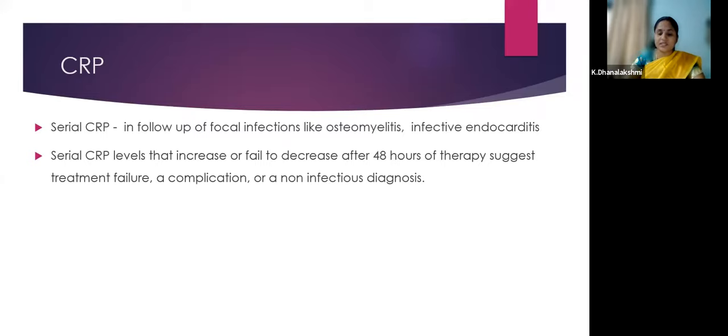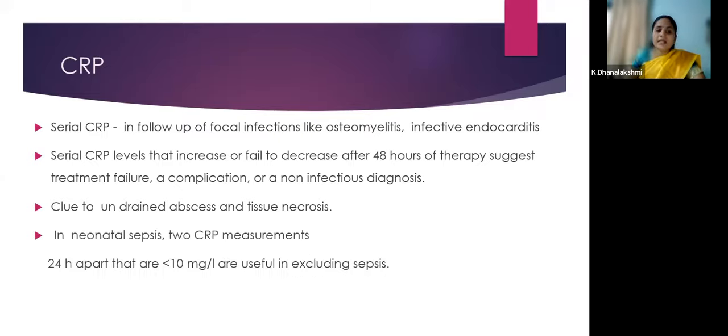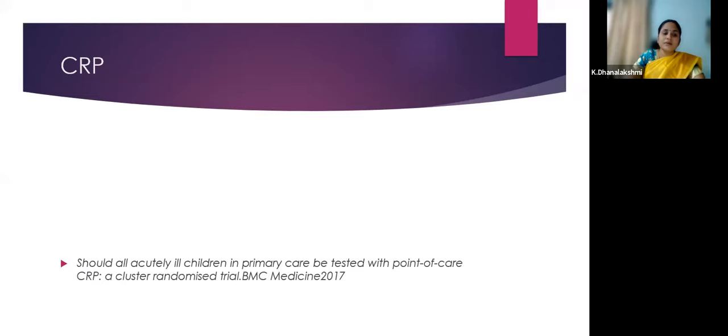or there is a complication evolving, or you have to revise your diagnosis. It could be a non-infectious etiology. And it can be a clue to undrained abscesses and ongoing tissue necrosis. And apart from the positive predictive value, CRP has a high negative predictive value also. For example, in neonatal sepsis, if 2 CRP measurements taken 24 hours apart are both less than 10 milligram per liter, then we can reasonably exclude sepsis.